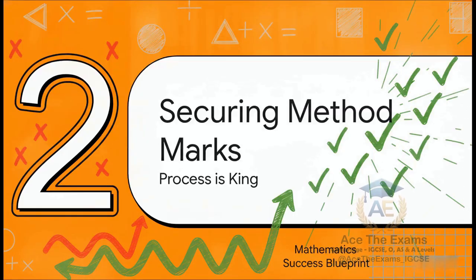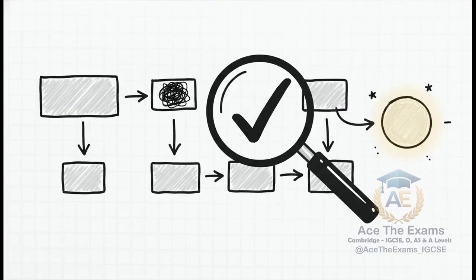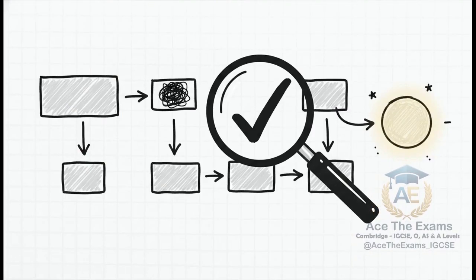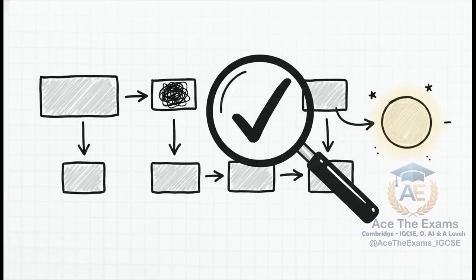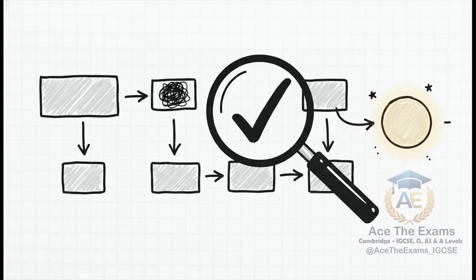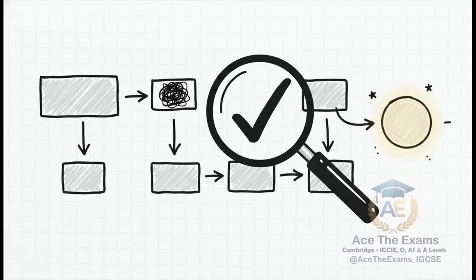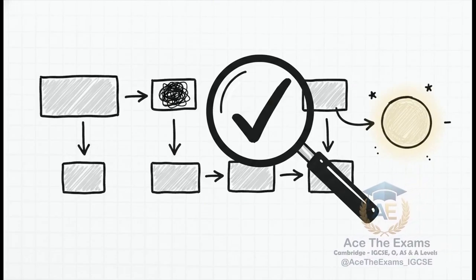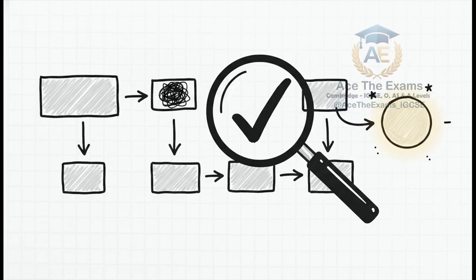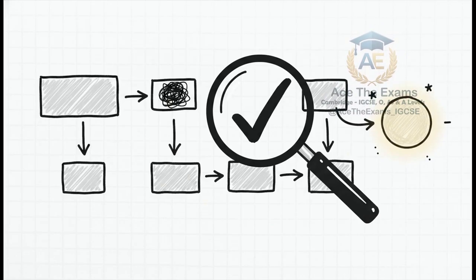Moving right along to Section 2, securing method marks. Listen closely, because this is the exact moment where we transform those painful red pen marks into beautiful green check marks. If you want to maximize your grade potential, you have to internalize this one fact. Examiners heavily reward the process. Your technical methodology on the page is just as important, sometimes more important, than the final numerical answer. Examiners are quite literally desperate to give you points.